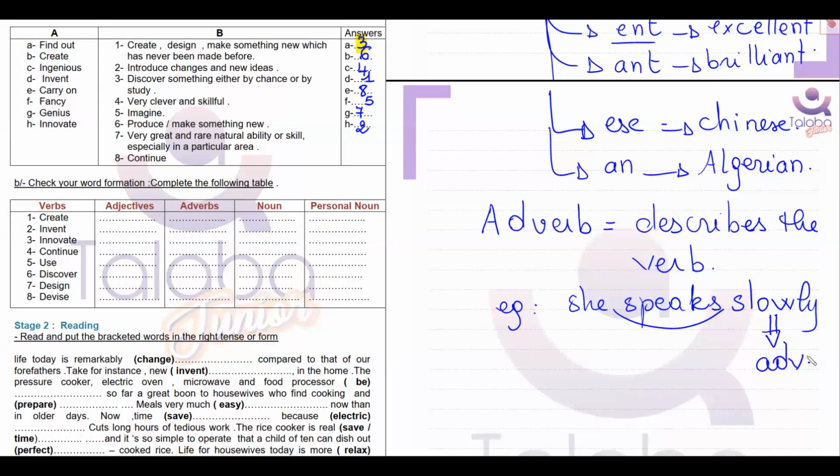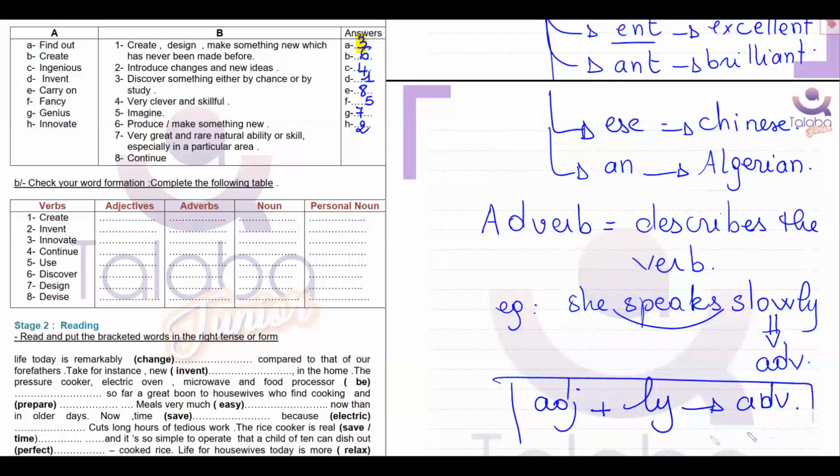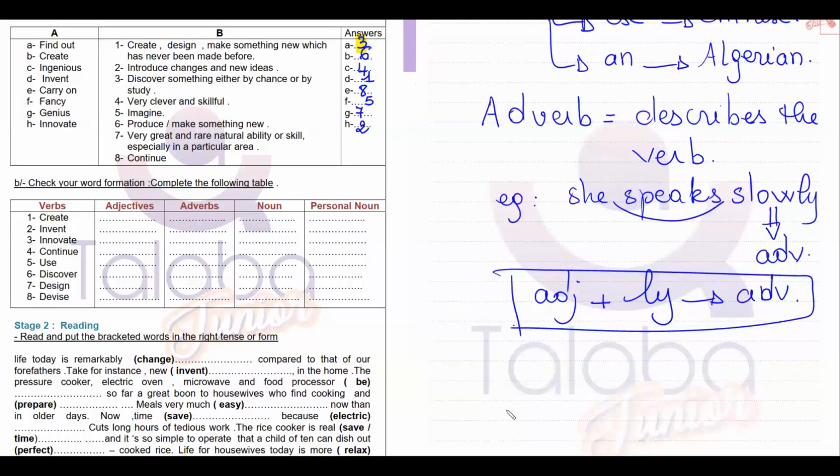Now, how do we form an adverb? It's very simple. You just take the adjective plus ly. You get an adverb. Okay? If you take, for example, quick plus ly, you get quickly.